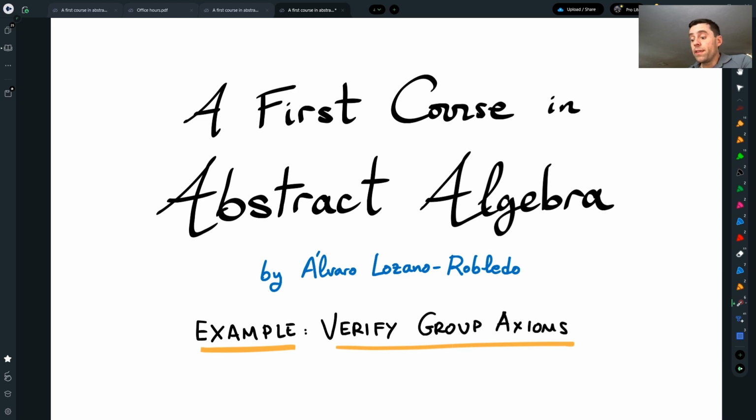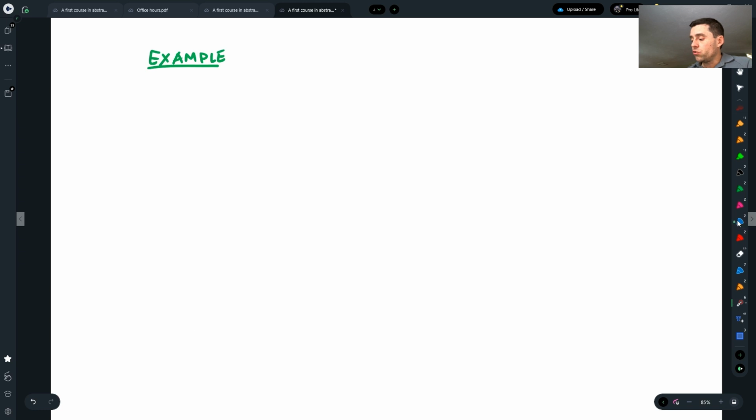Hello everyone. In this video we're going to do one example. What I'm going to do is verify the group axioms completely in one example. So I'm going to give you a set and a binary operation, and then we're going to check that with this binary operation this is a group. So let's go ahead. What is the example?